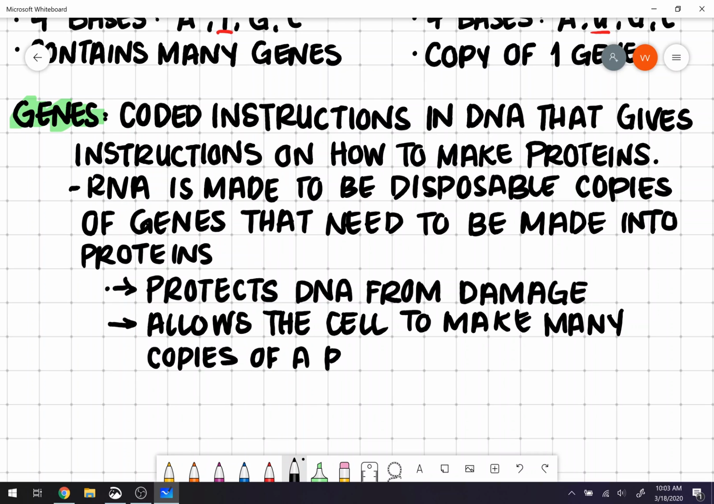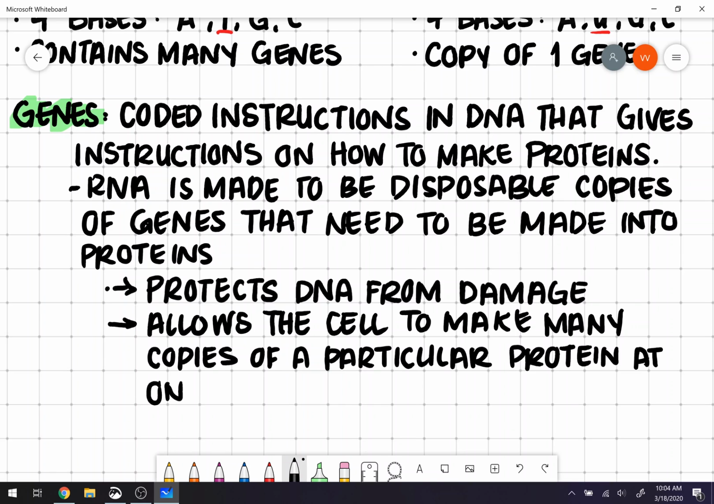Okay. So it allows it to make many copies of a particular protein all at once.